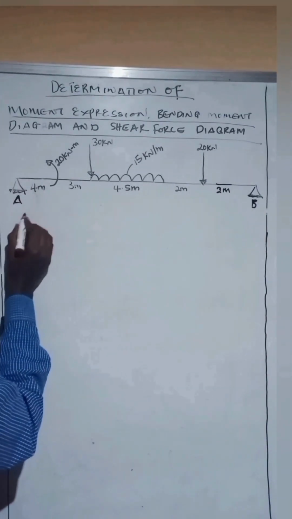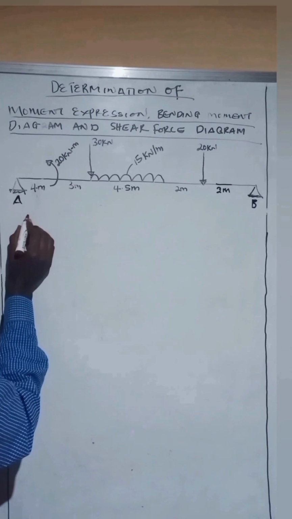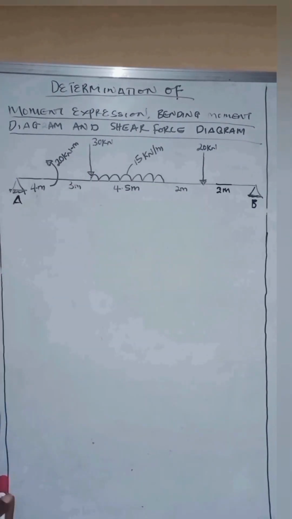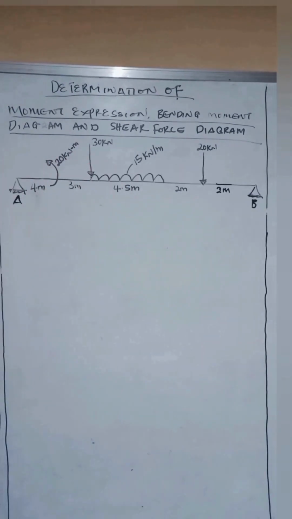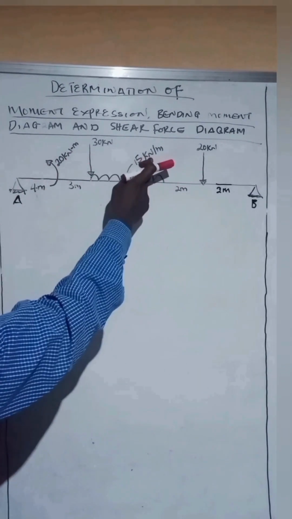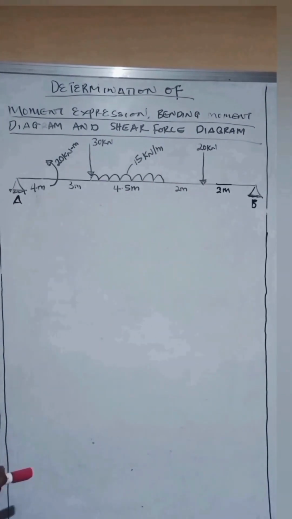Now, we're going to take the equation, the bending moment expression, and draw the bending moment and shear force diagram for a simply supported beam. We have a beam on the board we're going to use as an illustrative example. We have this simply supported beam. We have a turning moment of 20 kilonewton, a 15 kilonewton UDL, and point loads of 20 kilonewton and 30 kilonewton respectively. Now, the first thing we are going to do is take all the vertical forces to be zero.